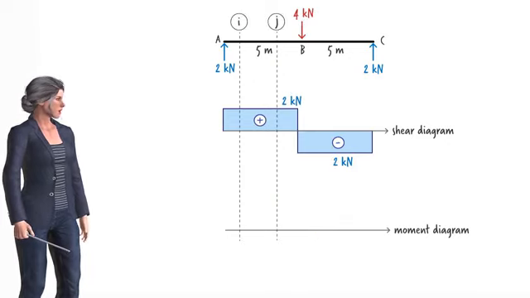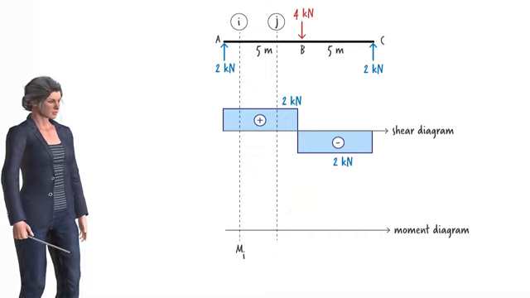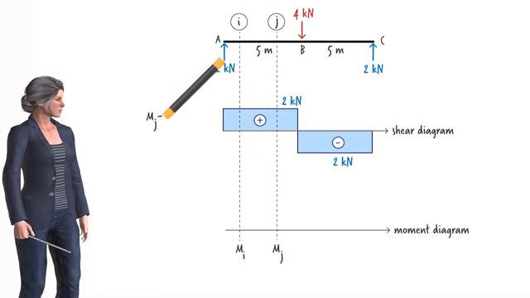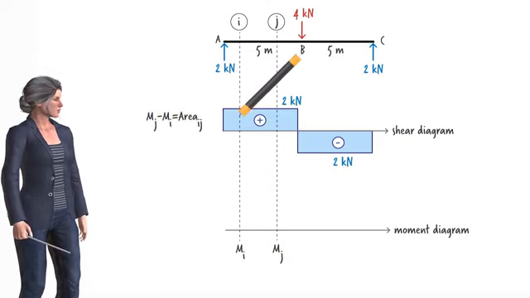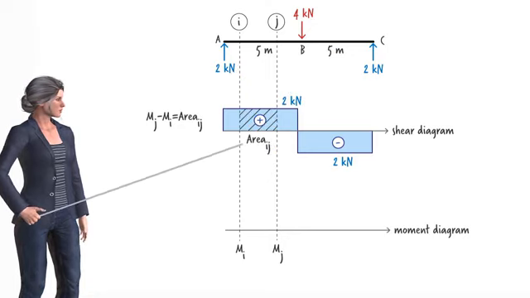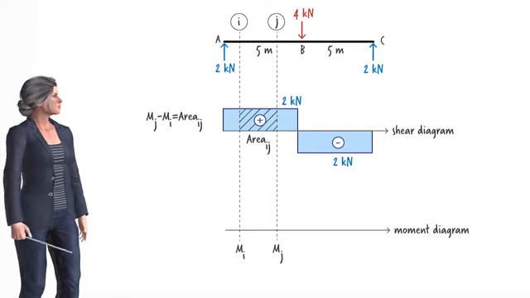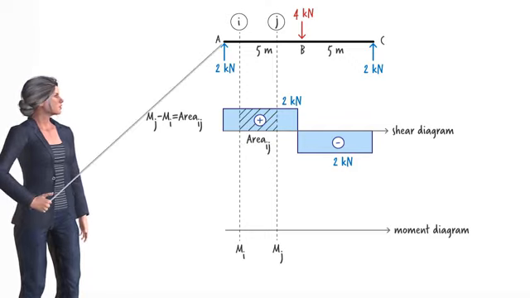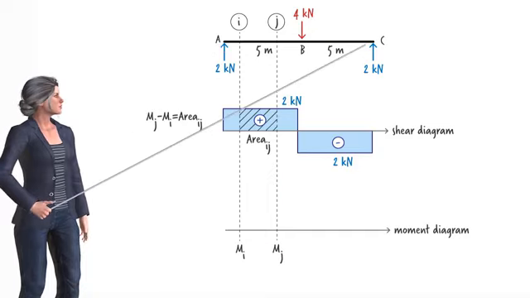The difference between the moment values at I and J equals the area under the shear diagram between the 2 points. That is, if we refer to the moment at point I as MI and call the moment at J MJ, then MJ minus MI is equal to the area under the shear diagram between I and J, which we are denoting as area IJ. To draw the moment diagram, let's start from the left end of the beam and work towards its right end.